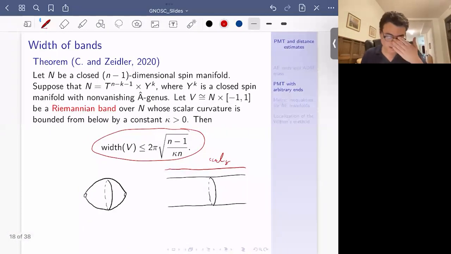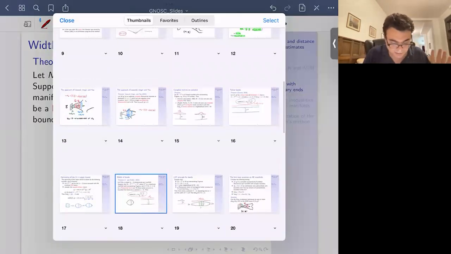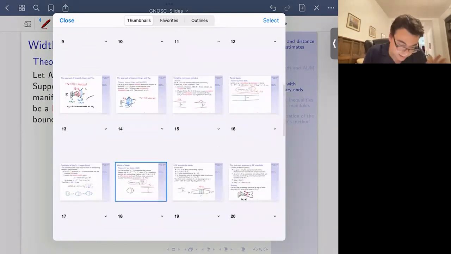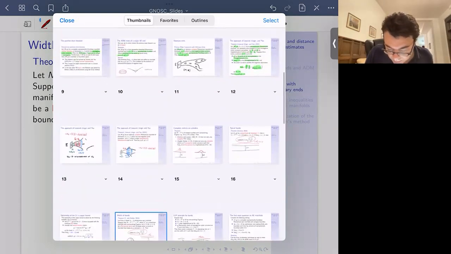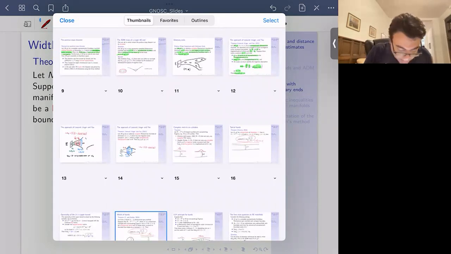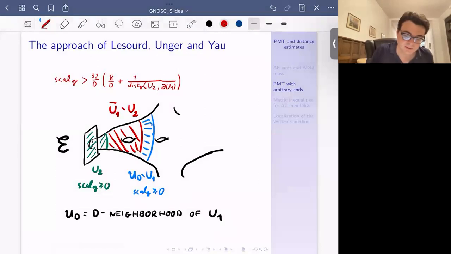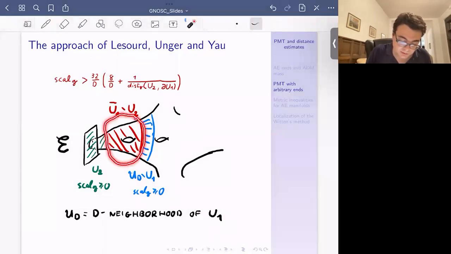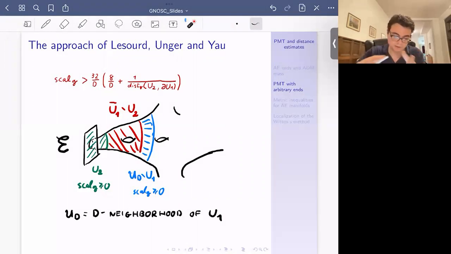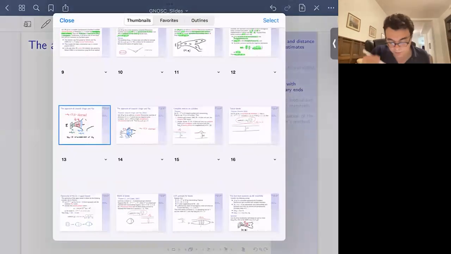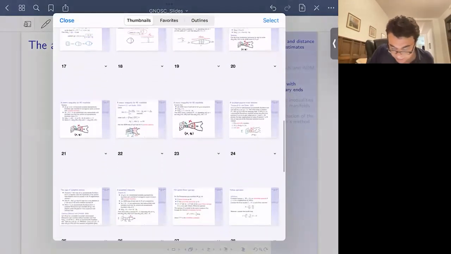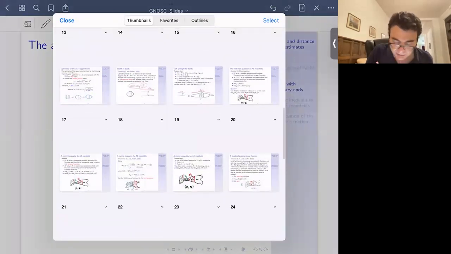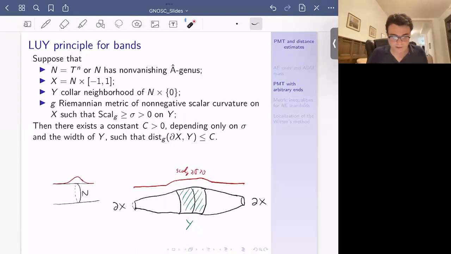Now, sorry, I lost a little bit of focus. I want to make an observation about what I find interesting in this theorem of Lesourd, Unger, Yau. Let me go back to it. As you see from here, they have positivity only here, and the idea is that if you have positivity in a geometrically relevant region, this must have some global effect on the geometry of the manifold. If you translate it into bands, you get the following principle.